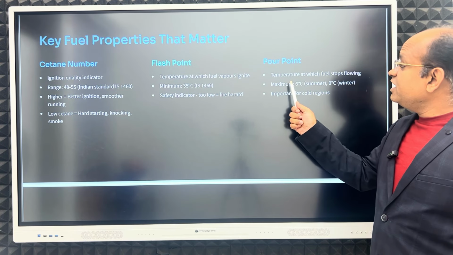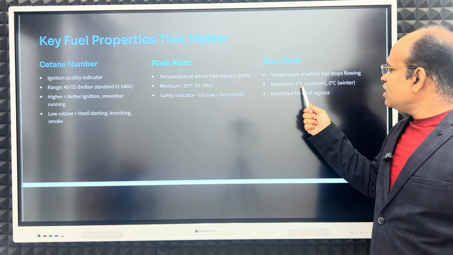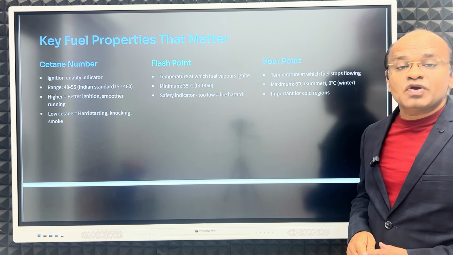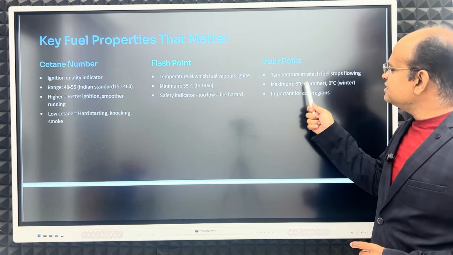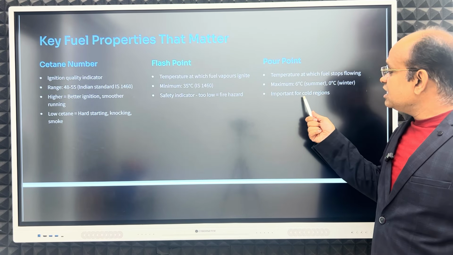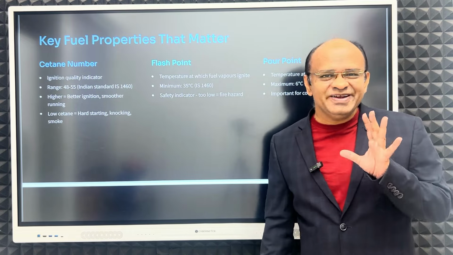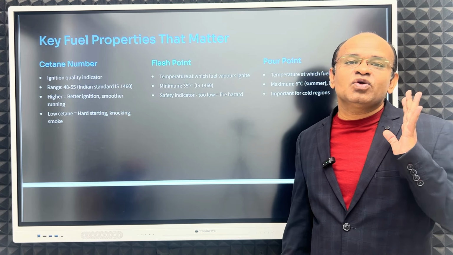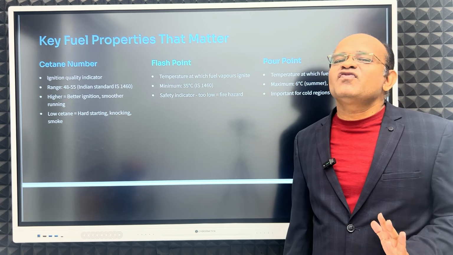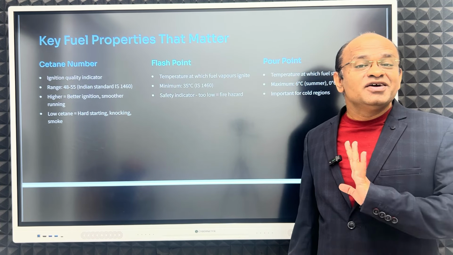Now, what is pour point? Temperature at which fuel stops flowing. Maximum is 6 degrees for summer and 0 degrees for winter. This is the temperature at which fuel will stop flowing. It is important for cold regions. You should note this if your diesel generators are located in cold regions. Otherwise, if fuel will not flow, I need not tell you what will happen. No fuel, no DG.